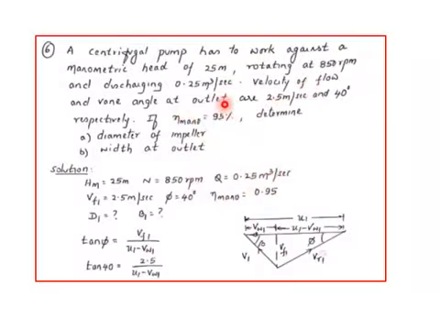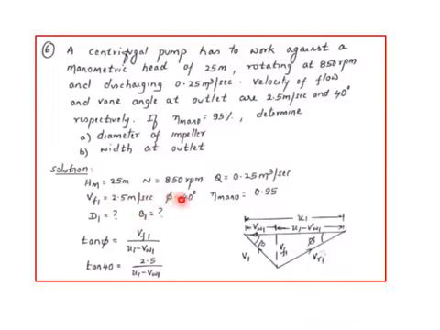So it is not constant, it's not given. So velocity of flow at outlet is Vf1, which is 2.5 meter per second. Phi is also given, which is 40 degrees. Manometric efficiency is 95%, 0.95. We have to find the diameter of the impeller, that is D1, and the width B1.